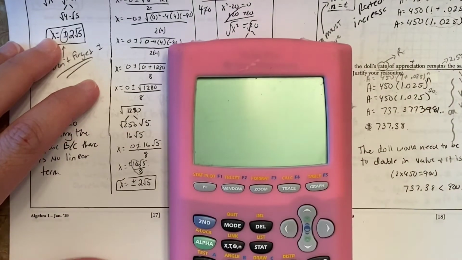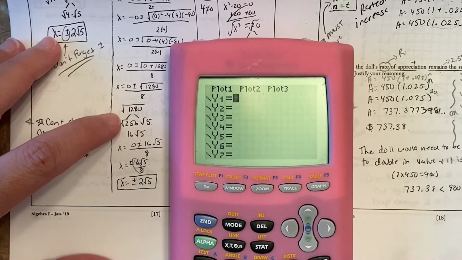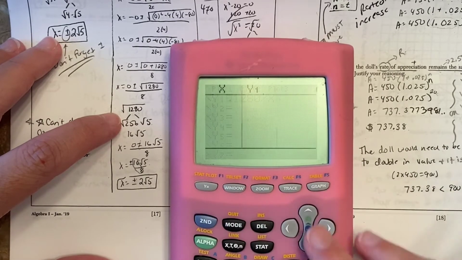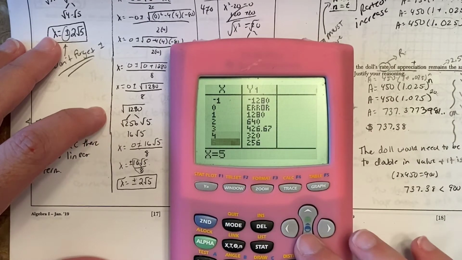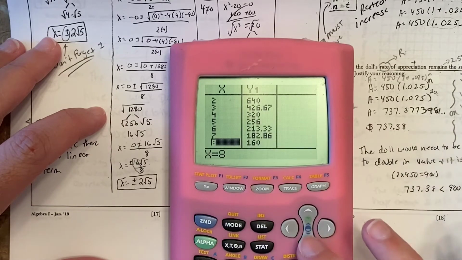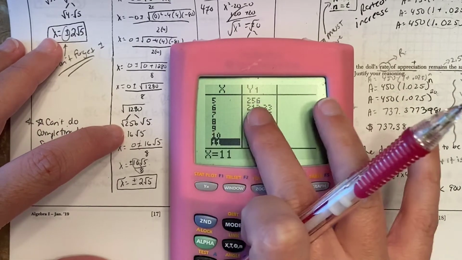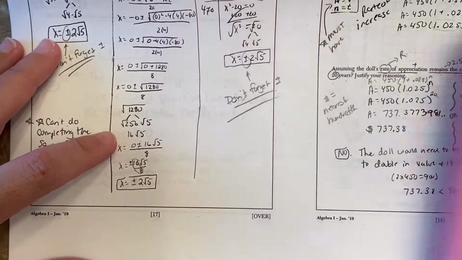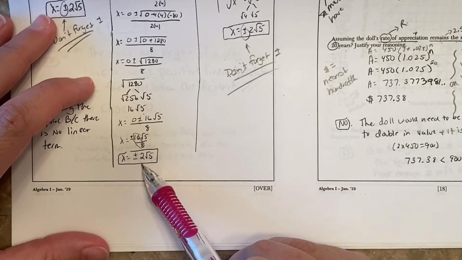Remember, you can go into y equals. Let me just turn off the stat plot. In y equals, do 1280 divided by x. Then second graph brings you to the table, and you just look for numbers that are perfect squares and have no decimals, you always look for integers. So you'd find 256 and 5, and that reduces to 16 radical 5, and you'll eventually be able to simplify the 16 and 8 to get 2 radical 5.